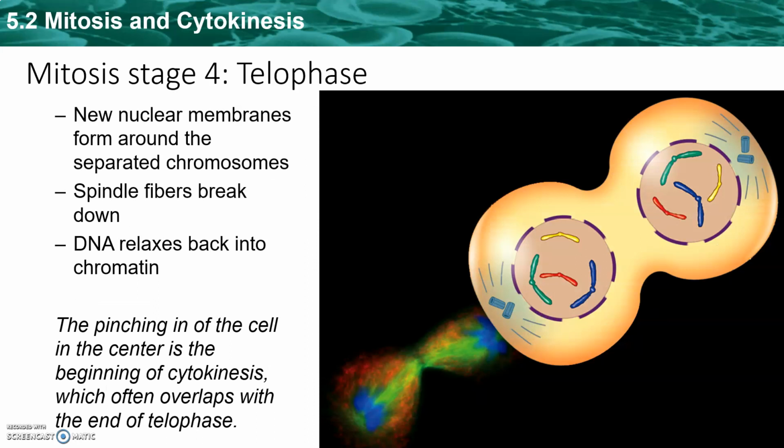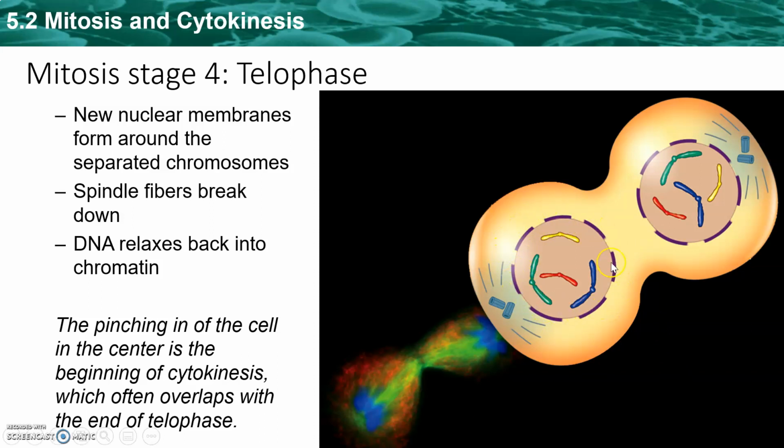Our last stage of mitosis is going to be telophase. Telophase is pretty much exactly the reverse of prophase. In telophase, we have 2 new nuclei that need to form. So in prophase, remember, we had to get rid of the nuclear membrane. Well, in telophase, we have to build it back. And you can see that process happening here.